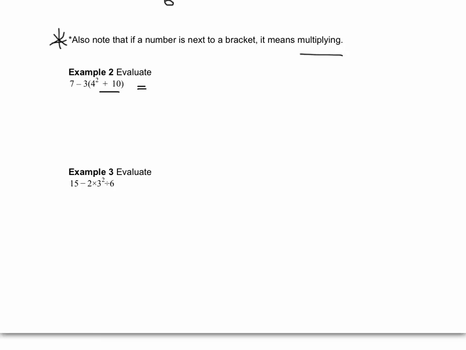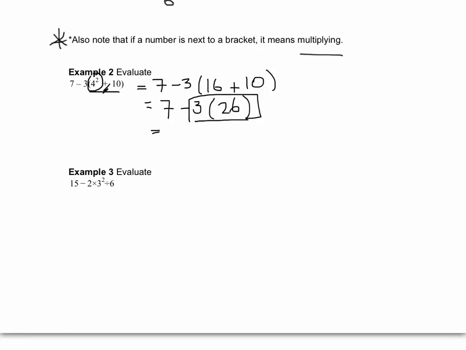Our second example, to evaluate 7 minus 3 times (4 squared plus 10). We're going to do everything inside the brackets first. So 7 minus 3, and then bracket, we've got to do our exponent before we do our addition. So 4 squared is 16 plus 10. Now we can add inside the brackets. So 16 plus 10 gives us 26. And now BEDMAS tells us we have to do our multiplication first before we do our subtraction. So 3 times 26 is 78. And then finally we can do our subtraction. So 7 minus 78 gives us -71.